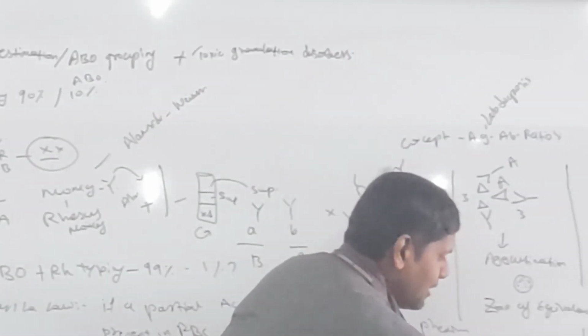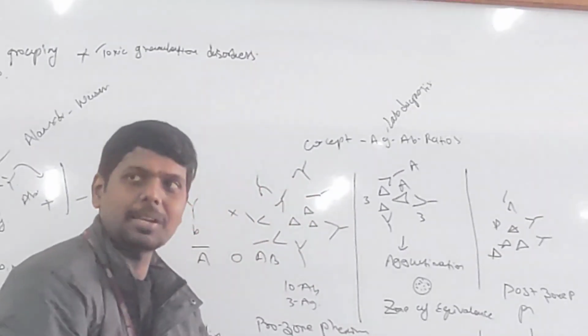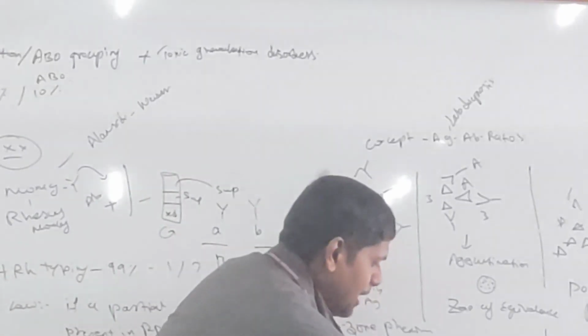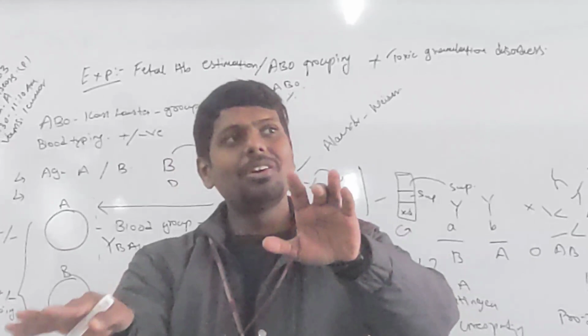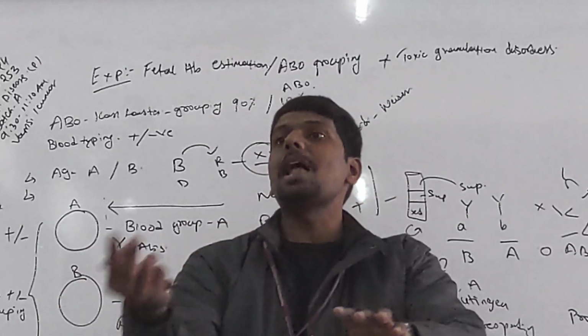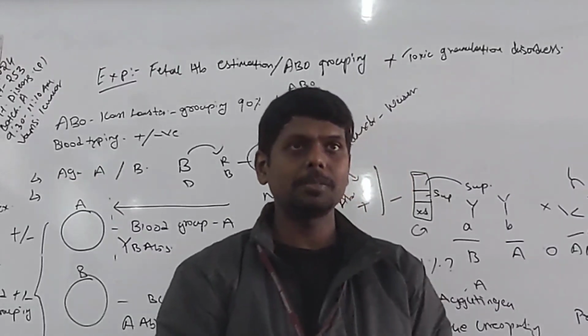First, let us add 3 anti-seras: A anti-sera, B anti-sera, D anti-sera. Then add 1 drop of blood to each. So we are avoiding the overlapping of antibodies in individual drops.